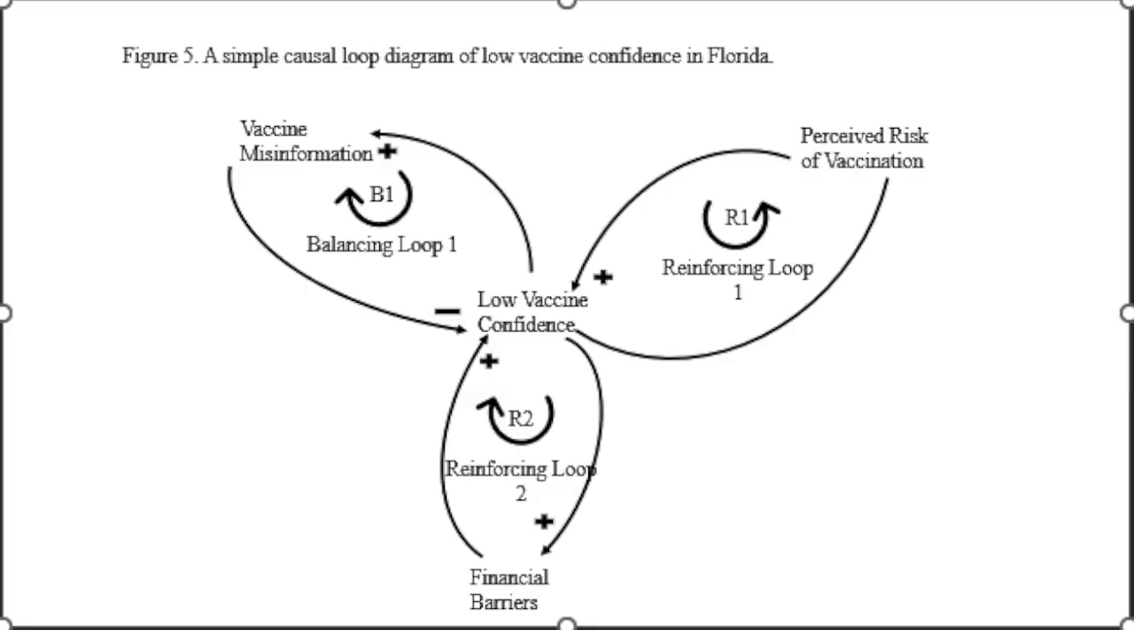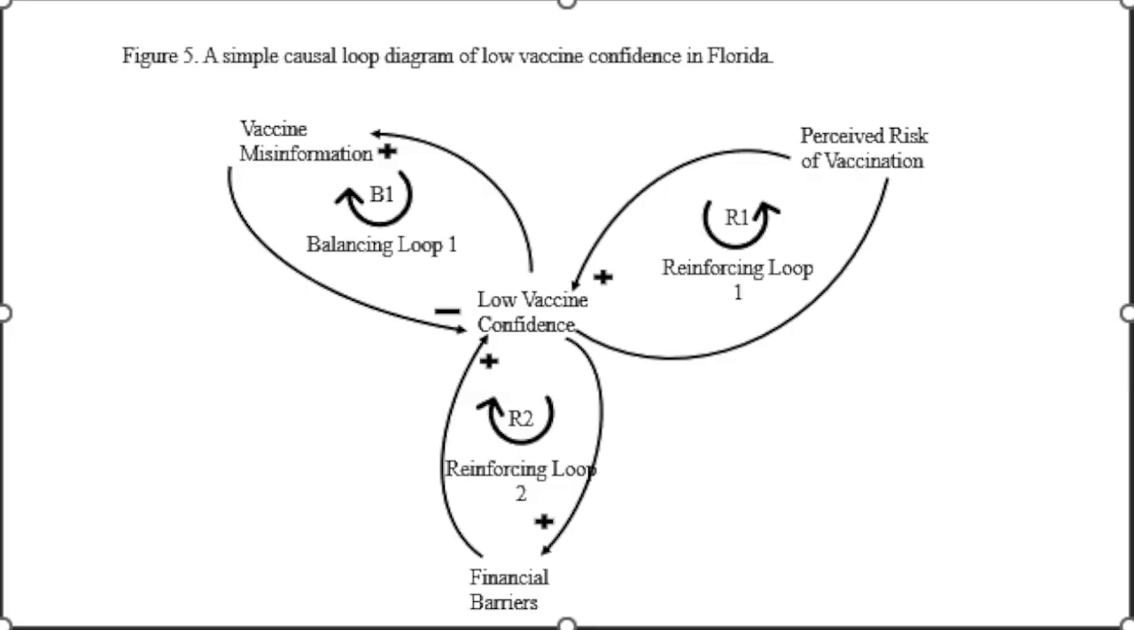Now here's where the loop kicks in. As perceived risk goes up, confidence drops even more, and that makes the perceived risk rise again. It goes in a cycle. This is the classic reinforcing loop, and it feeds itself. If we don't intervene, this loop can spiral, dragging confidence lower and lower.